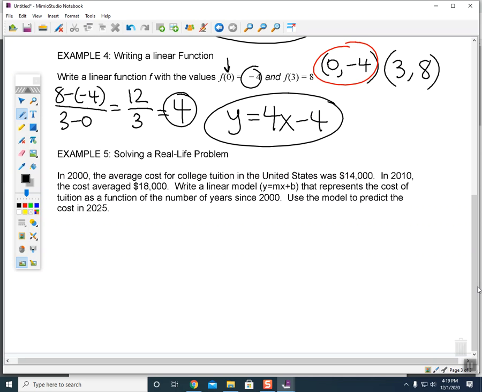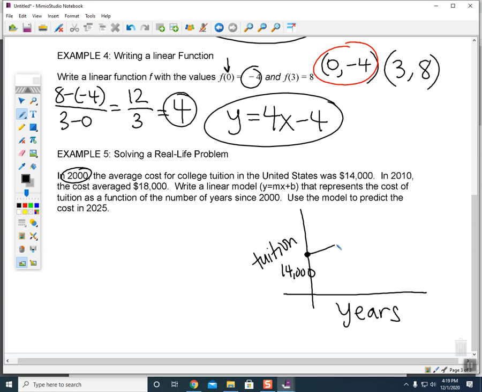Well, okay, so here's what we have to think about. My graph is starting. I'm starting in the year 2000. So if we think about this on a graph, my years would go down here, and my tuition would go over here. So I'm beginning in 2000. So the tuition in 2000 was $14,000. So everything that I am talking about is going to be in relation to 2000. So that means my graph starts here at 14,000. And it's going to go up from there.